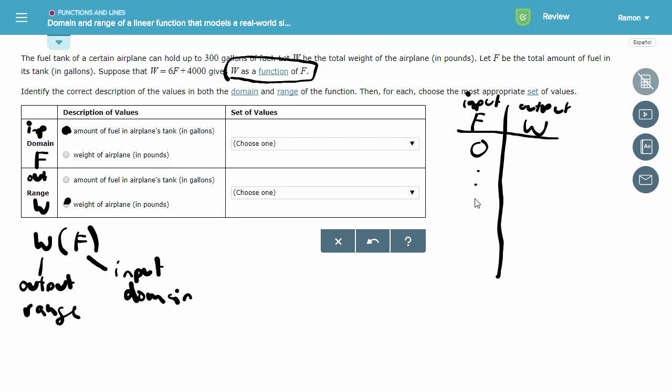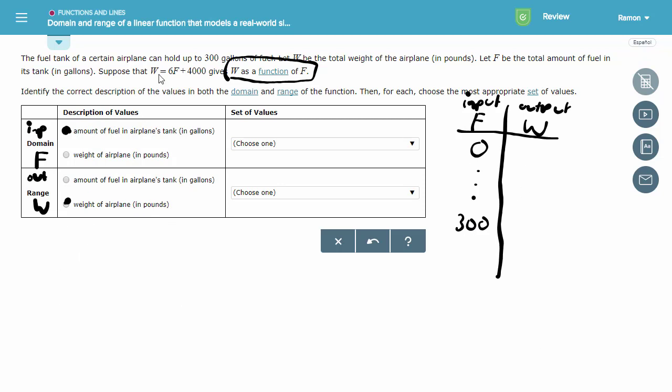Now I'm going to put 3 dots here. And now I need to figure out what is the most amount of fuel the airplane's tank can hold. I use the information from the word problem to figure that out. Up here it says the fuel tank of a certain airplane can hold up to 300 gallons of fuel. So that's the most the airplane's tank can hold, 300 gallons. So the lowest is 0 gallons, highest is 300.